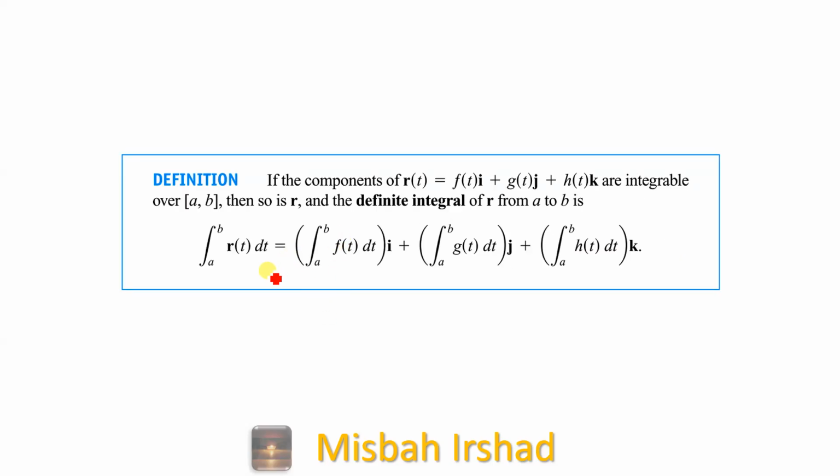So for definite integrals, if the components of the function r(t) equal to f(t) i plus g(t) j plus h(t) k are integrable over the closed interval [a, b], then so is r. Okay, so if all the components are integrable, then the function itself can be integrated, and the definite integral of r from a to b is defined by this. That is, we need to integrate each and every component from a to b. Simple.